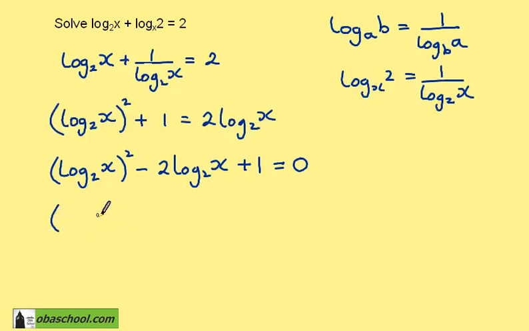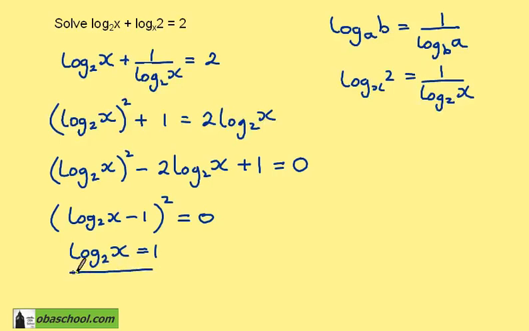We can factorize this. It gives us log to the base 2 of x minus 1 all squared is equal to 0. And this tells us that log to the base 2 of x is equal to 1. Either we spot the fact that we know that log to the base 2 of 2 is 1, or we can use the definition of logarithms, which is that a to the b is equal to c is equivalent to log to the base a of c being equal to b.